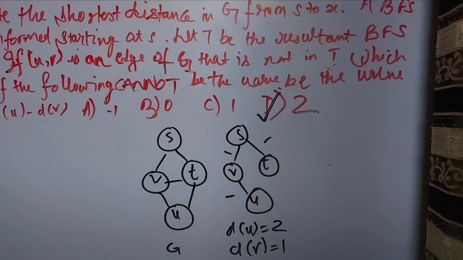2 can't be the value of du minus dv, because in the graph it is given that the (U, V) edge exists in the graph G, and if we consider the tree, then also U should be adjacent to V, because in the original graph it is given that (U, V) is an edge. And if we consider the BFS traversal, then V can be at a distance of only -1, 0 or +1 from U. It can't be at a distance of 2 or more than that. So 2 can't be the possible answer here. So 2 is the answer to this question.